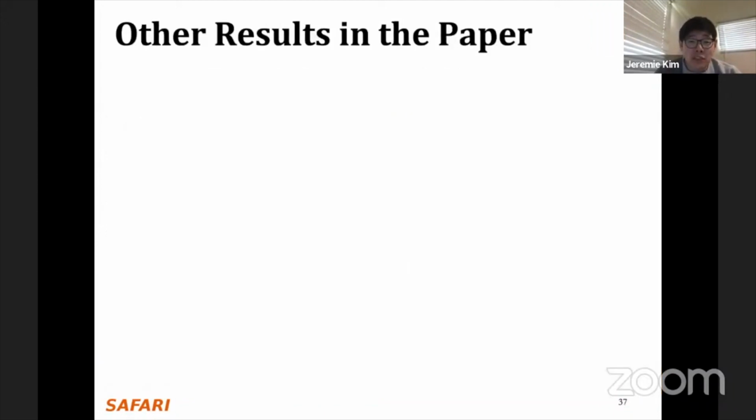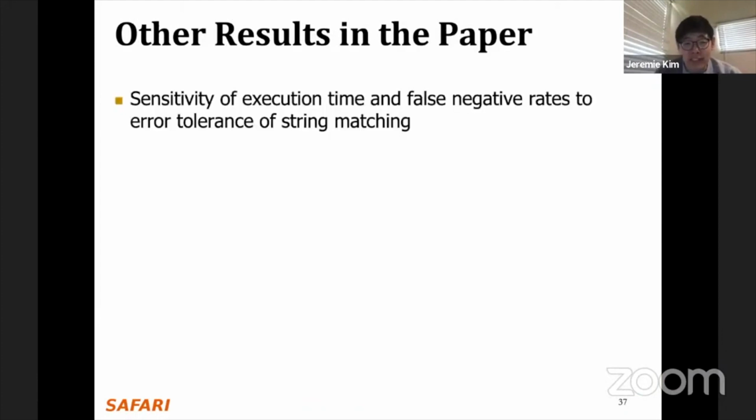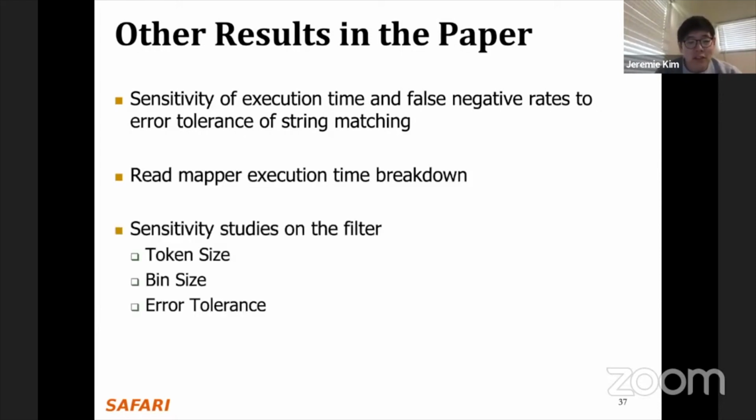There are a bunch of other results in the paper, such as sensitivity of execution time and false negative rates to error tolerance of string matching. We look at the read mapper execution time breakdown, and we look at sensitivity studies on the filter for the different parameters like token size, bin size, and error tolerance.